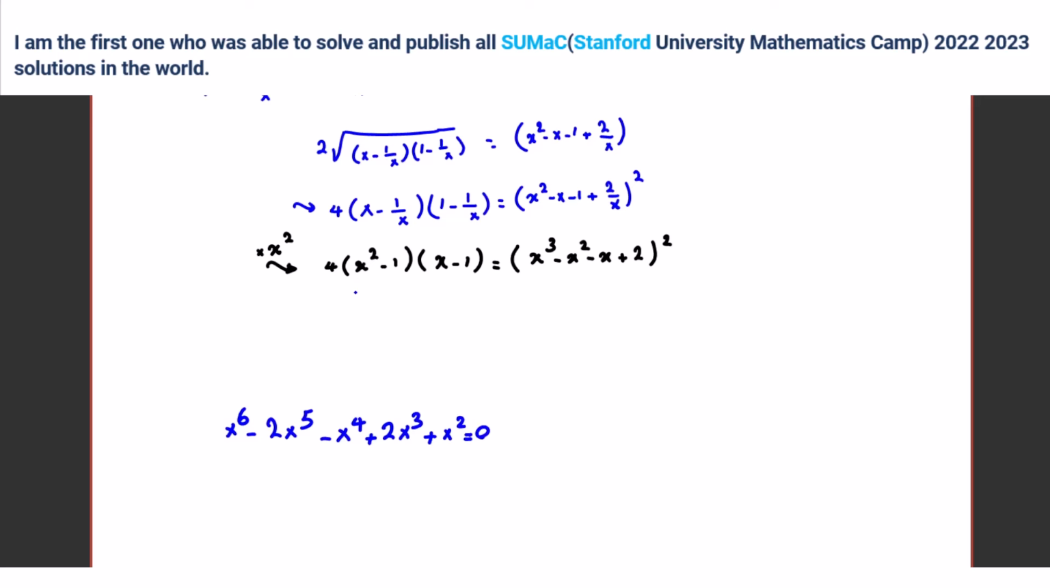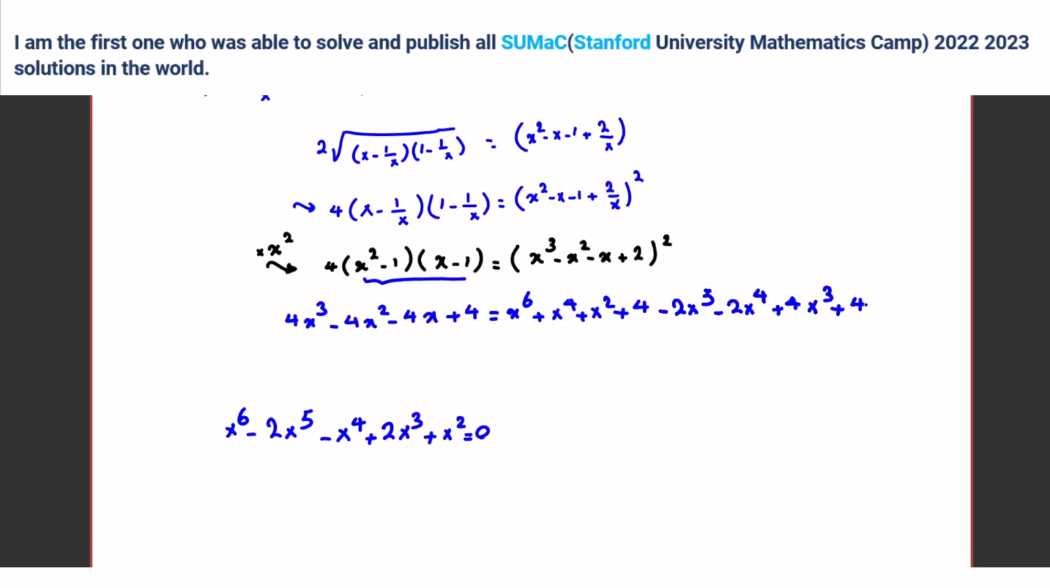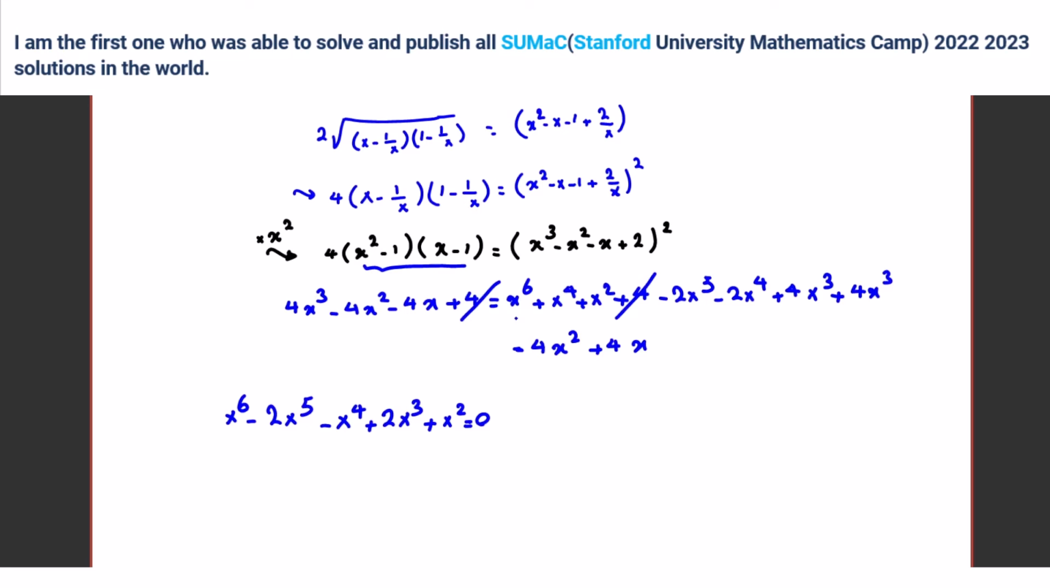Okay, let's check. Here, we can say this part is 4x cubed minus 4x squared minus 4x plus 4, right? Is equal to x to the 6 plus x to the 4 plus x squared plus 4, minus 2x to the 5 minus 2x to the 4 plus 4x cubed plus 4x cubed, and minus 4x squared plus 4x. So we can cancel 4, and now if we write x to the 6, okay.